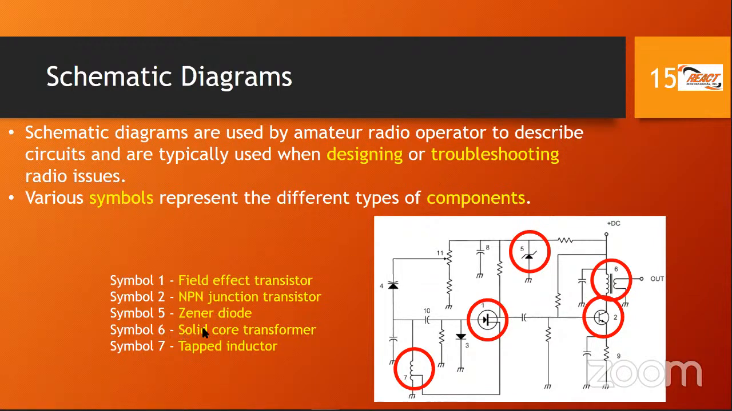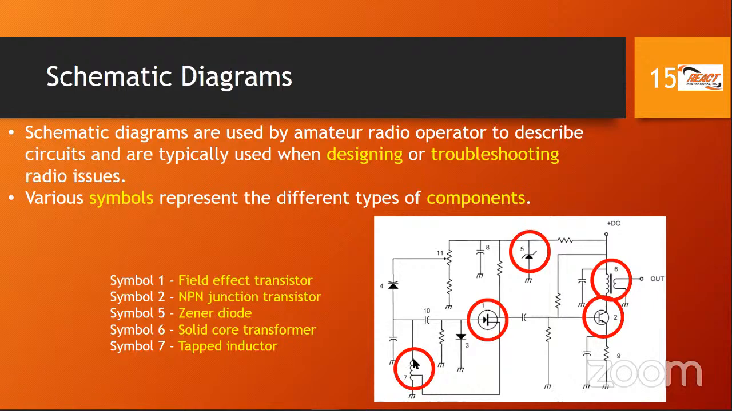Symbol number 6. What is symbol number 6? Let's look at it here. Well, we know this to be a transformer. But what type? A solid core transformer, as opposed to another type. Remember, we had a diagram that showed the different types of transformers. Well, this symbol here is a solid core transformer.